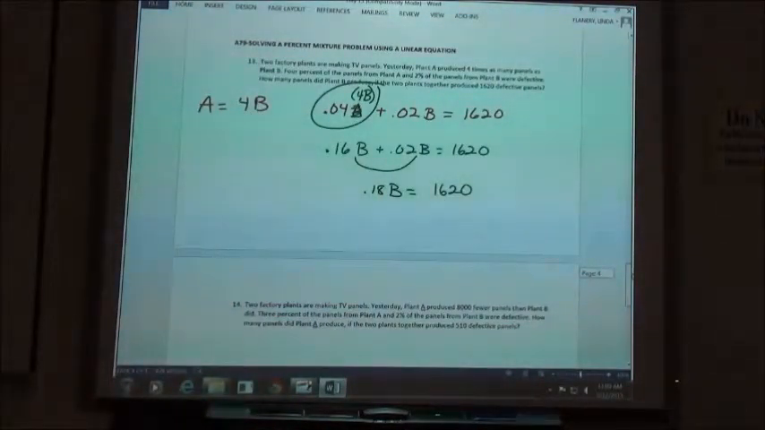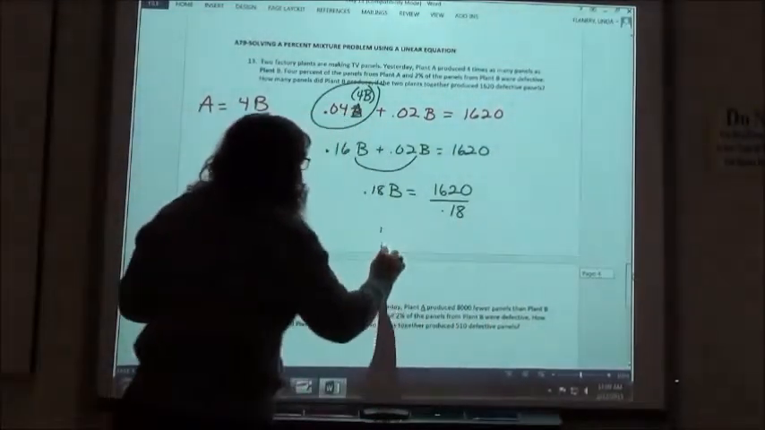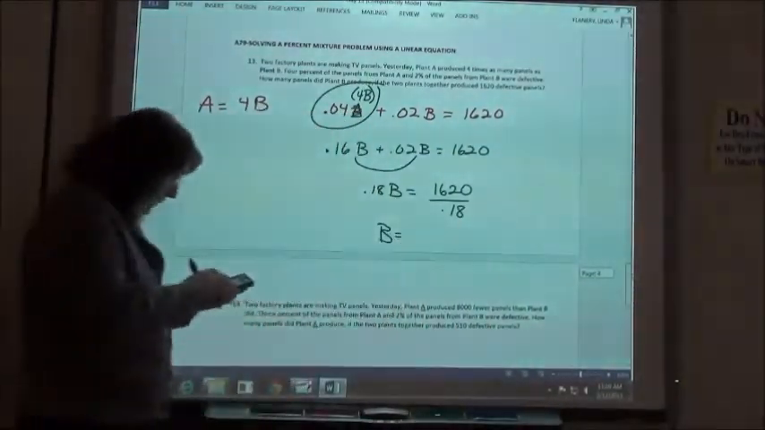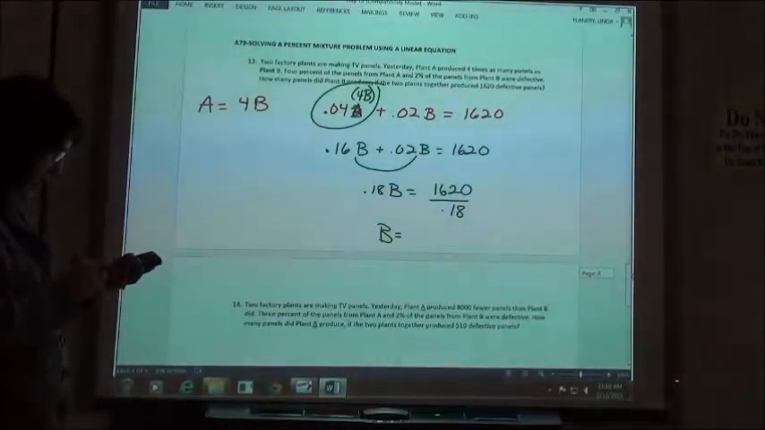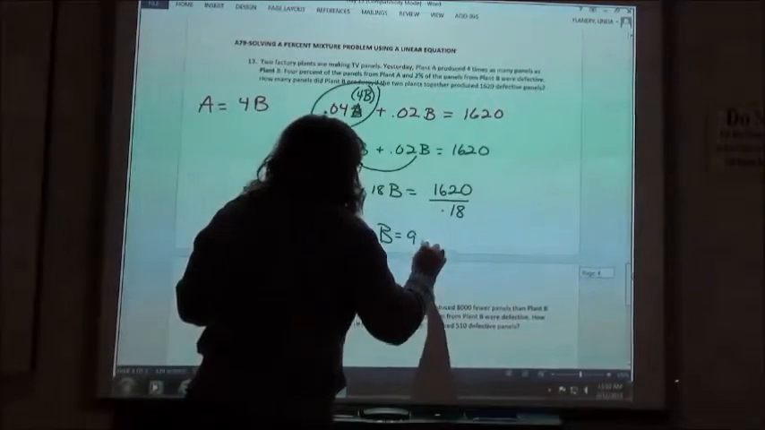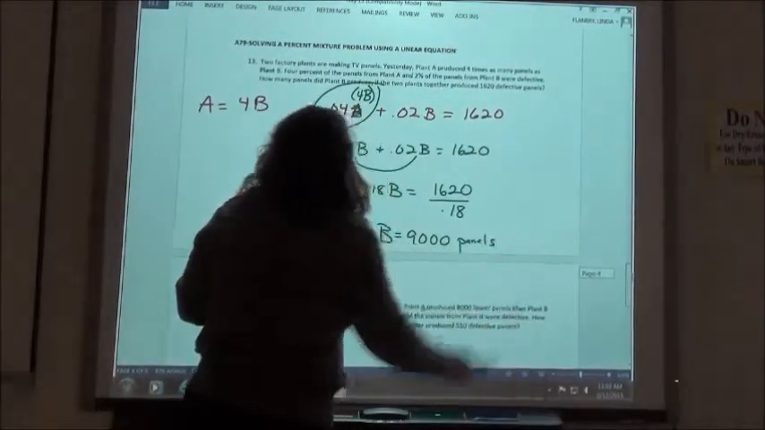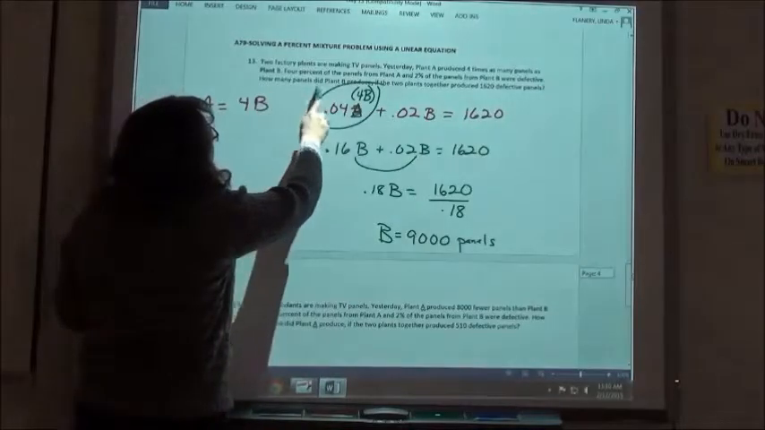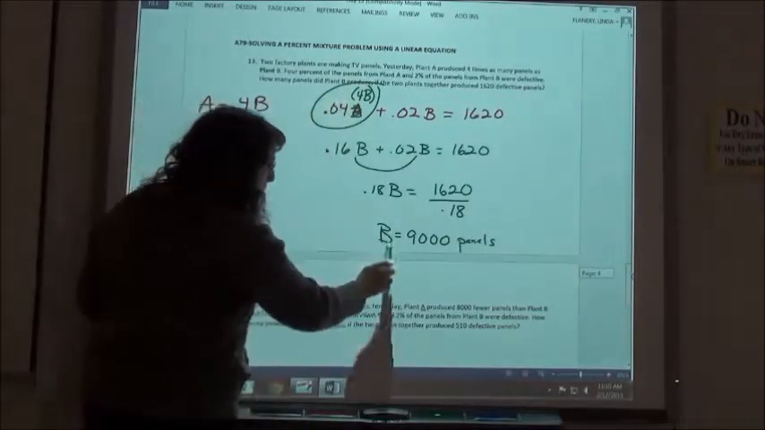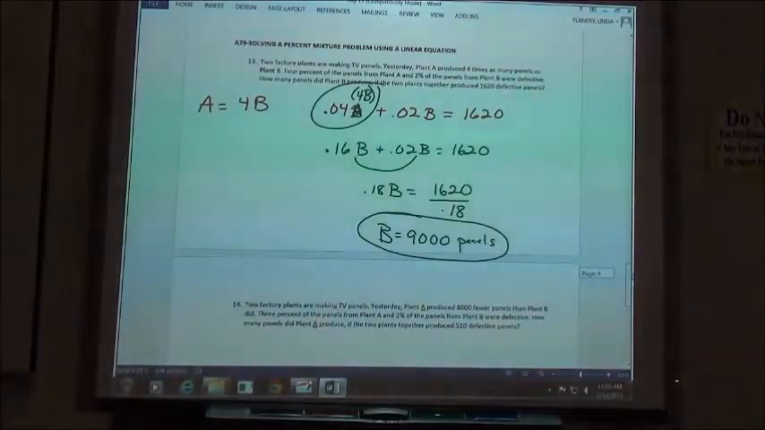And then, of course, all we need to do is divide. If I divide by my 18%, 1620 divided by 0.18 gives me 9,000. The question said, how many panels did plant B produce? B is what we found, 9,000 panels.